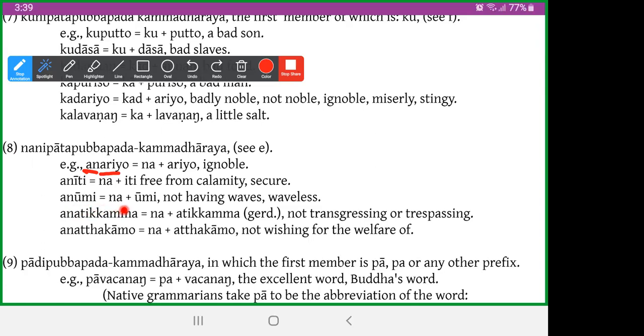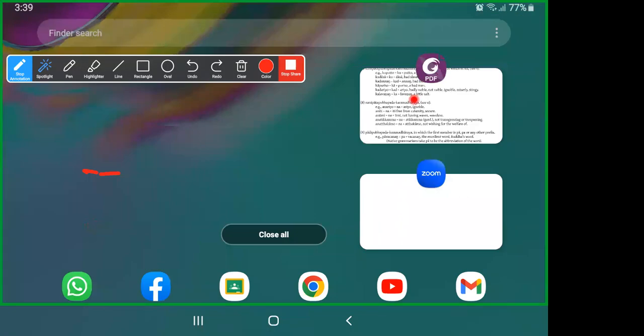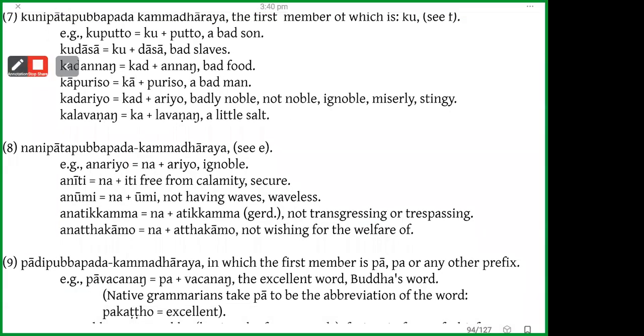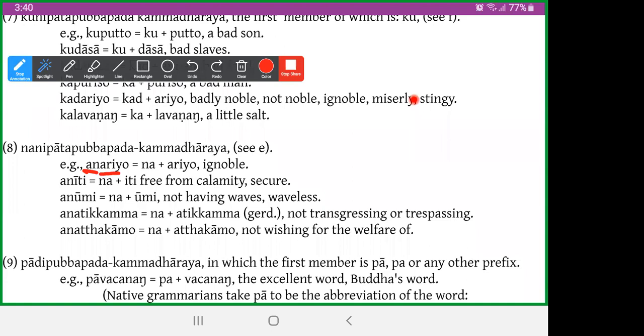Anumi, umi na. Not umi, not having wings, having wings. Waveless. Anati, anatama, kama. Sorry. Na. Okay. So, yeah. Anati kama, na ati kama.